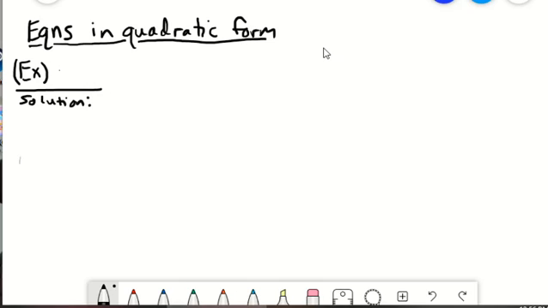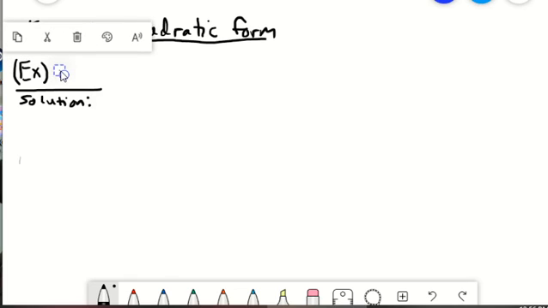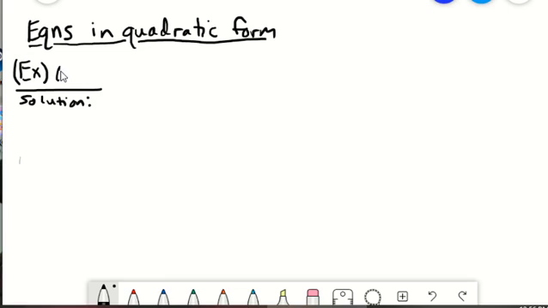Hey everybody, I'm back. I'm gonna do an example from Alex having to do with equations in quadratic form. Those are equations that can be solved by substitution in a way that makes the equation turn into a quadratic equation that we can solve using whatever methods we can for that.